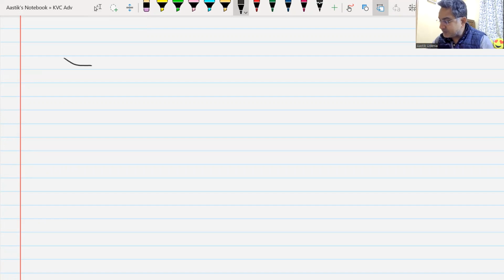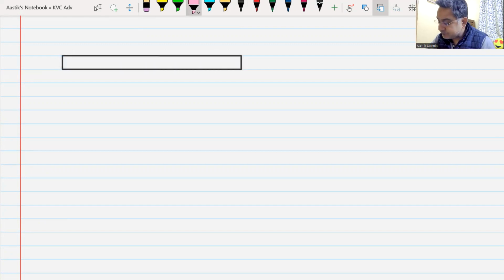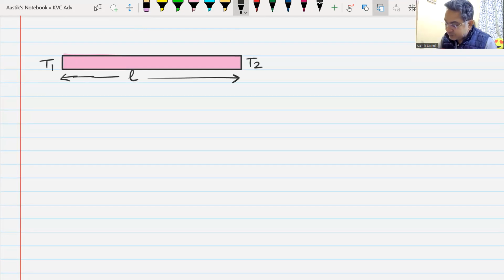Let us again take the example of that pink rod of ours. This is the pink rod that we have. Now let us assume that one end of the pink rod is maintained at temperature T1 and the other end is maintained at temperature T2. Let us say the length of this rod is L, the area of cross section of this rod is A, and this rod is in steady state. Do you understand the meaning of steady state?